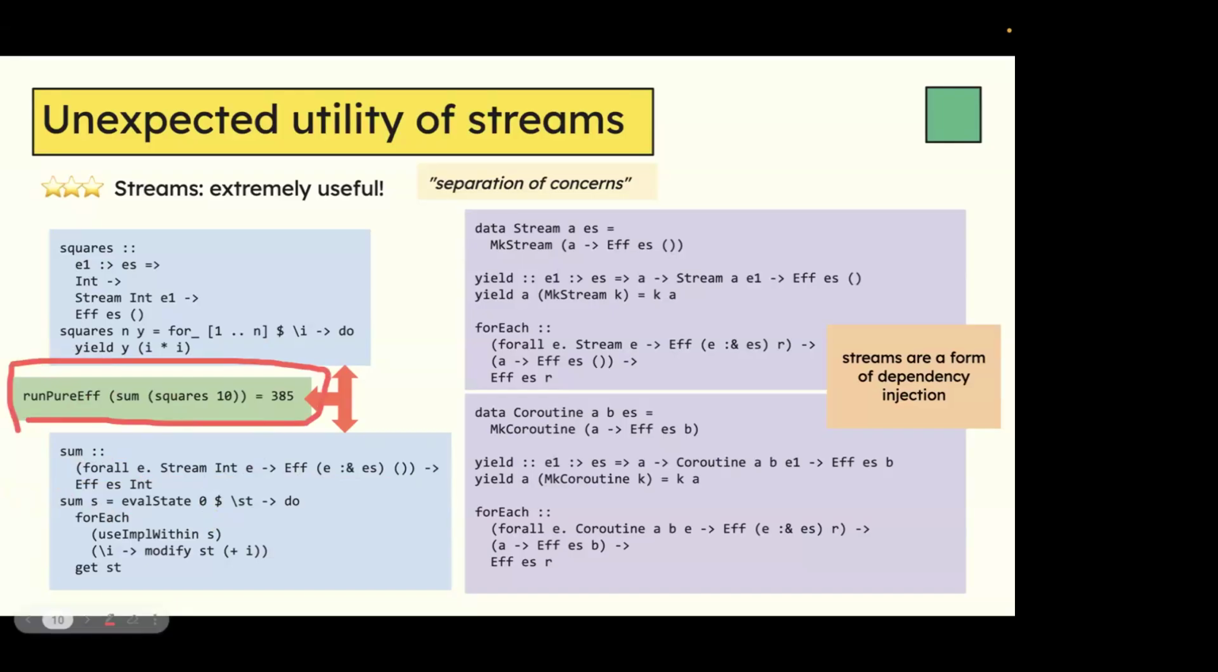So this is a separation of concerns. I can define the function that produces values separately from the function that consumes values. And in fact, I think if we interpret streams as a form of dependency injection, it's easy to then understand why they're such a powerful architectural tool.